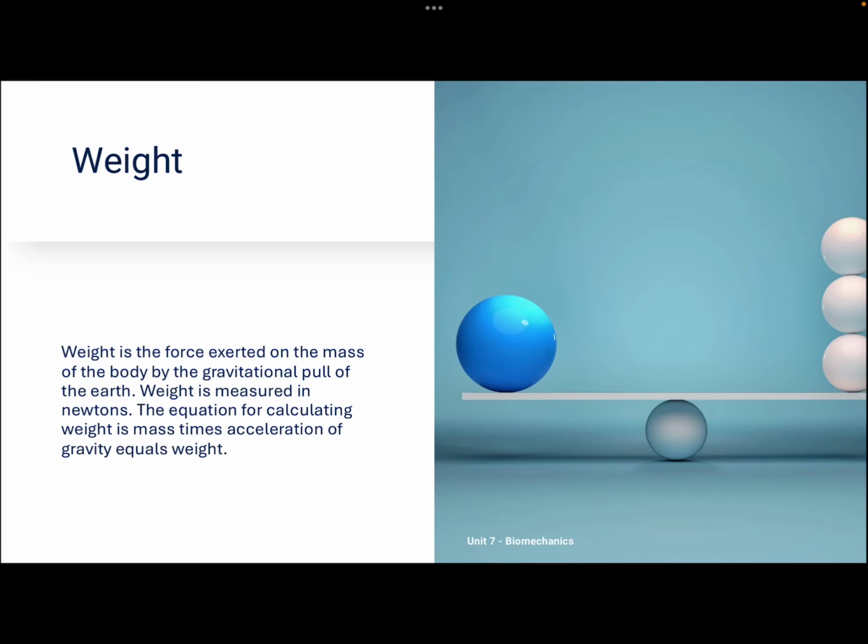Weight is the force exerted on the mass of the body by the gravitational pull of the earth. Weight is measured in newtons. The equation for calculating weight is mass times acceleration of gravity equals weight. The acceleration due to gravity on Earth is 9.8 meters per second squared. So for example, if the mass of a bowling ball is 7.26 kg and that is multiplied by 9.8, you will find the weight, which is 71.1 newtons.